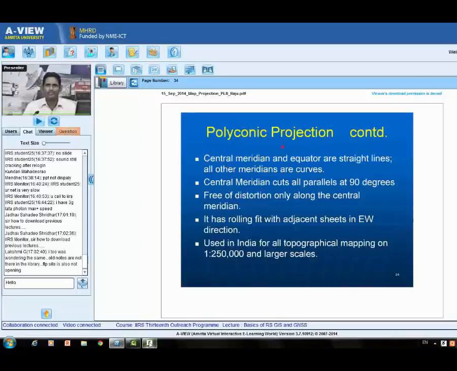Further about polyconic projection: the central meridian is a straight line, and the other meridians are curves. The central meridian cuts the parallels at 90 degrees. It is free of distortion only along the central meridian. It has a rolling fit, which means when you try to adjust adjacent maps, they will not match. That is called a rolling fit, in the east-west direction. It is basically used for topographical maps of 1:250,000, and the largest scale, the 1:50,000 maps.